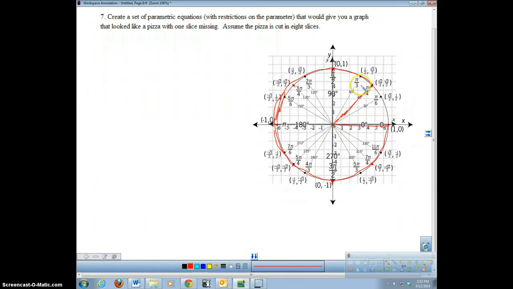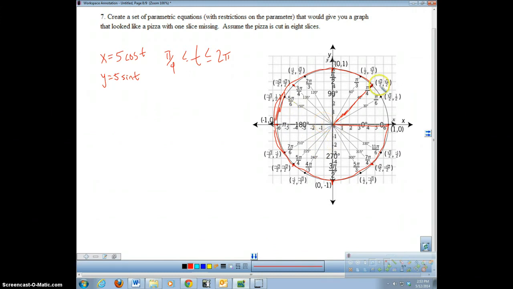My t-value is going to go from pi over 4 all the way to 2 pi. So I'm going to say that my t-value is going to be from pi over 4 to 2 pi. And let's go ahead and make this a circle. So x equals, let's give it a radius of, I don't know, 5 maybe. 5 cosine t, and y equals 5 sine t. And we don't need plus or minus here because it's going to be centered in our middle here.